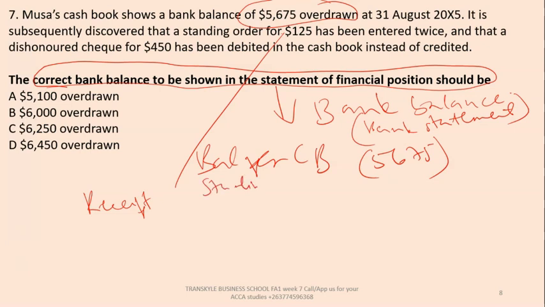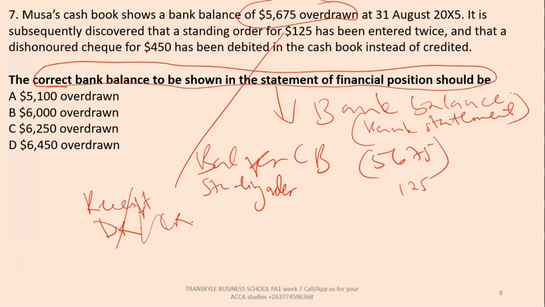The standing order has to be credited, so we have to reduce this. How do we reduce? We add to the credit. The receipt was entered twice, and the receipt has a debit, so to reduce it, we have to credit it.